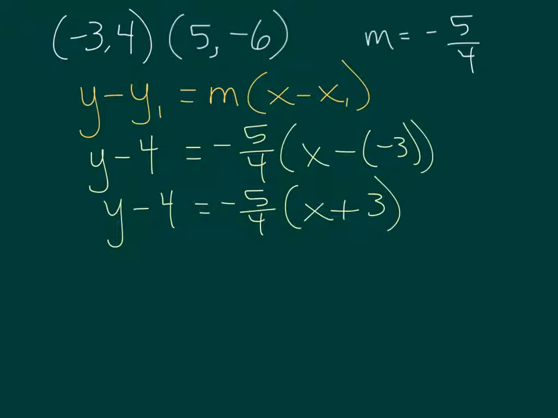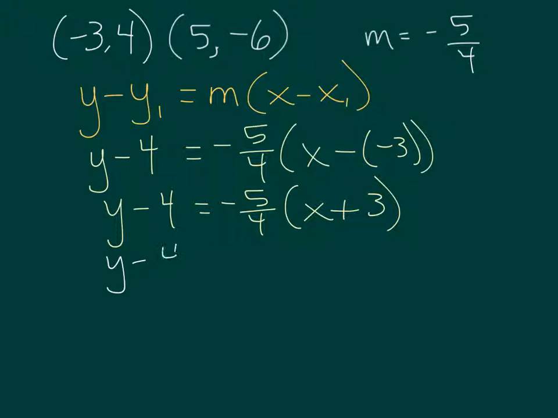Now, I could leave it in point slope form if that's what they asked me to do. If they asked me to leave it in point slope form, I would be done. But typically, I want to go ahead and keep bringing it all the way to slope-intercept form. So to do that, I need to distribute this negative 5 over 4 with that x and with that 3. Again, we're distributing that negative 5 over 4 with those two values, which in this problem is going to be a little messy, but we can do this.